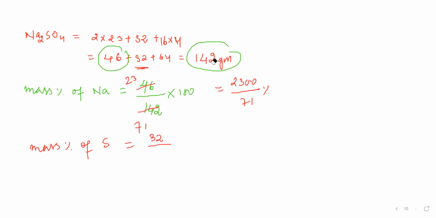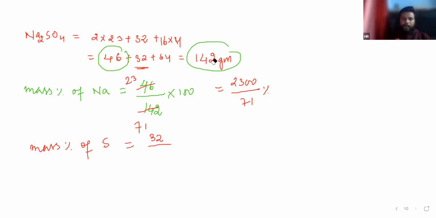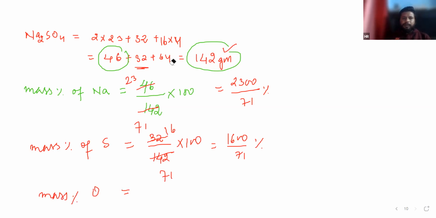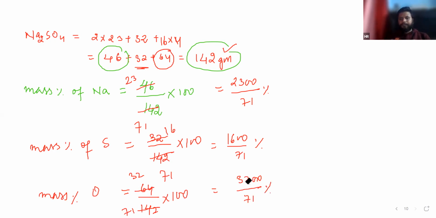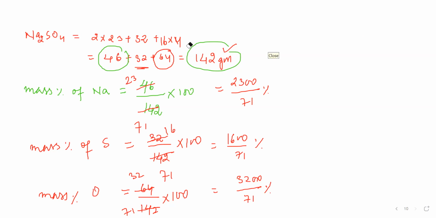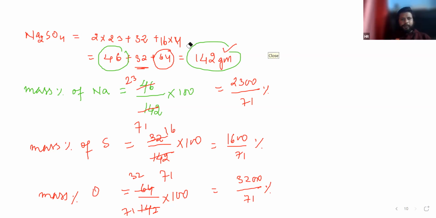Now mass percent of sulfur. How much sulfur is present? 32 in how much? 142 into 100, and you will get 1600 upon 71%. Again, mass percent of oxygen. How much gram of oxygen is present? 64 in how much? 142 into 100, and it will be equal to 3200 upon 71%. Krishna, all good? Yes, sir. All good, sir.